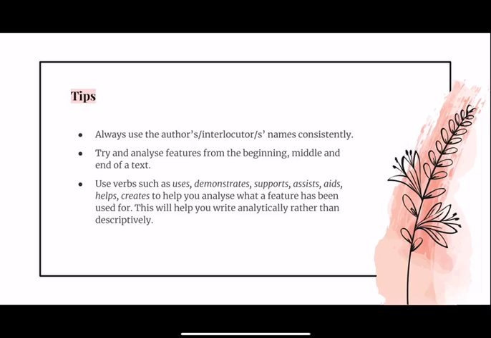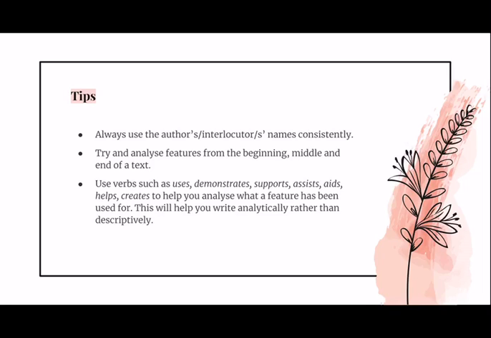So the first one is to always use the author's or the interlocutor's names consistently. This helps to make sure that it's very clear to your reader that you're writing about that particular text and you're not writing generally about text in general. It really helps you maintain some focus in your writing.